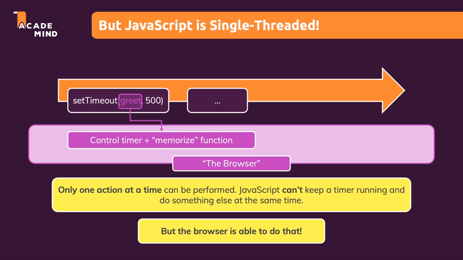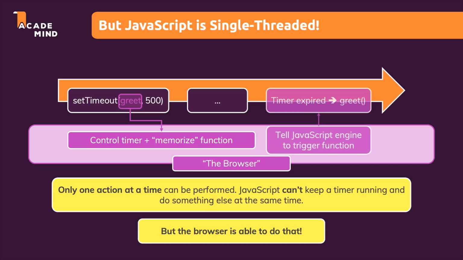It can run other code, synchronous code, so code which finishes instantly. And when the timer expired, when the time is up, the browser will notify JavaScript about this and tell it, hey, you gave me that greet function, please execute it now. And JavaScript will schedule this greet function to be executed as soon as possible, so as soon as it has no other work left to do on its single thread. That's how asynchronous code, so code that takes a bit longer, you could say, works in JavaScript.